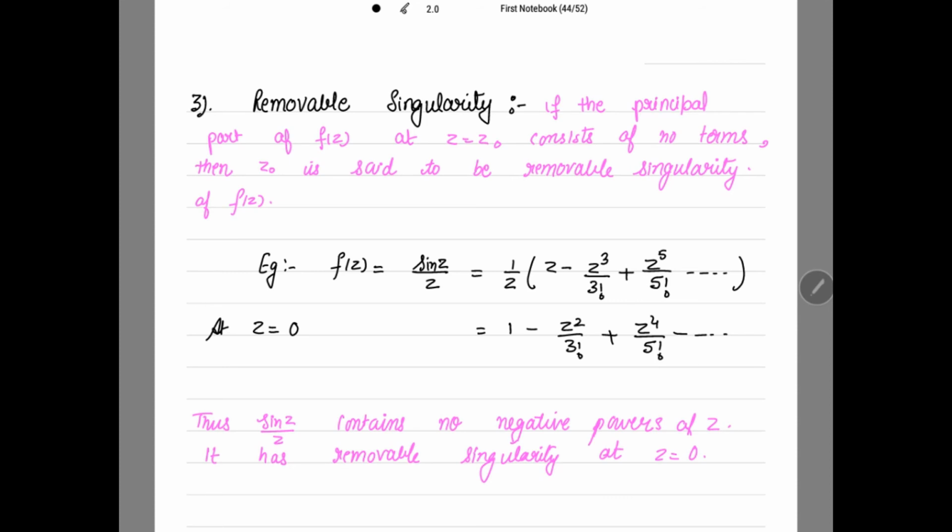I hope all the differences are clear to you. Just revise this whole video again. We will be doing some more theorems and questions in the next part.